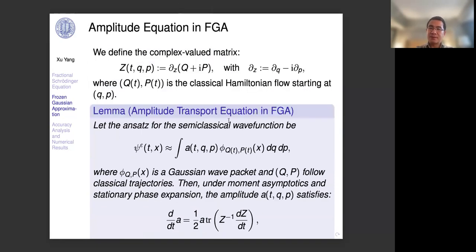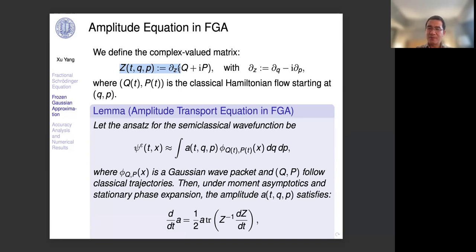Okay, and then by this lemma we are able to derive the equation for this amplitude, and this amplitude is related to the so-called complex valued matrix Z. It's kind of like a dilation. I won't say it's a dilation of the wave packet, because the wave packet has a frozen shape. It's a dilation of the q, p distribution of your Gaussian wave packets. It does not make much sense in the continuous sense, so think about the discrete sense.